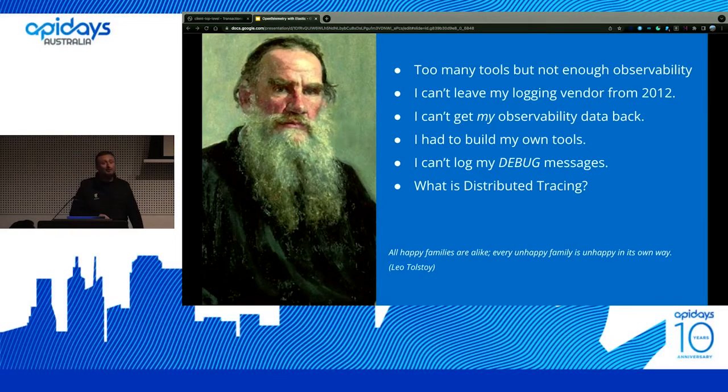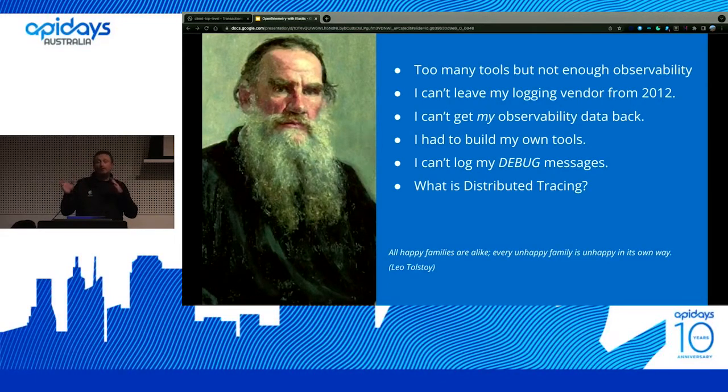So there's too many tools. There's like, oh, I can't leave my logging vendor from 2012, and the observability data I sent to the cloud is not mine anymore. It's there. I cannot get it back to analyze. It's gone. I had to build my own tools because the vendor didn't supply the tools, and I'm not allowed to log debug messages. I think it's a day in the life. A lot of you are familiar with it, and a lot of the industry has to live through that over and over again.